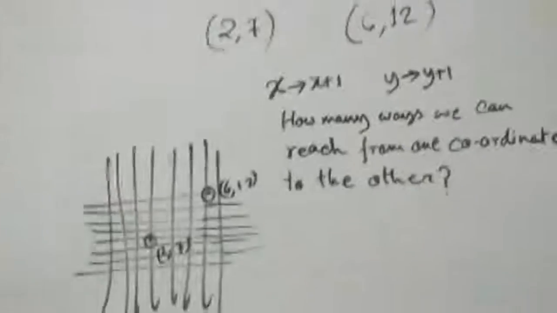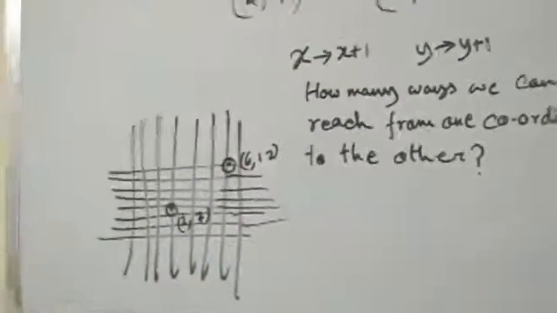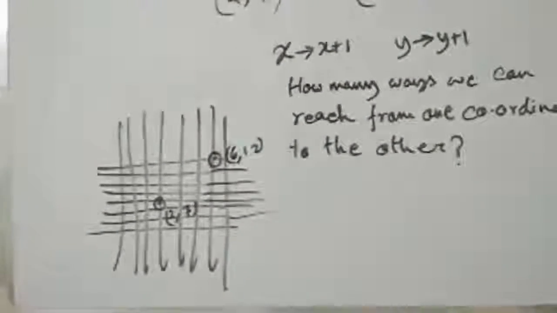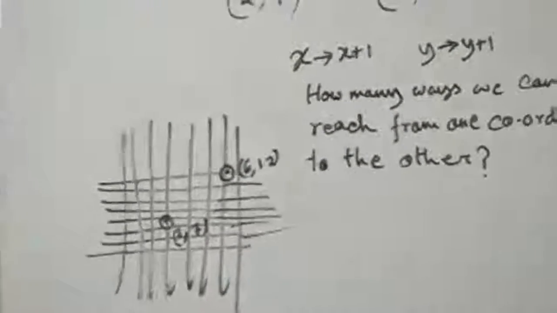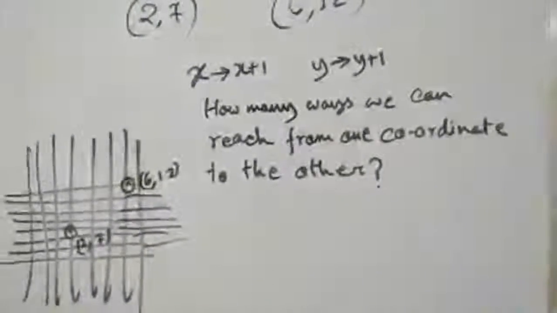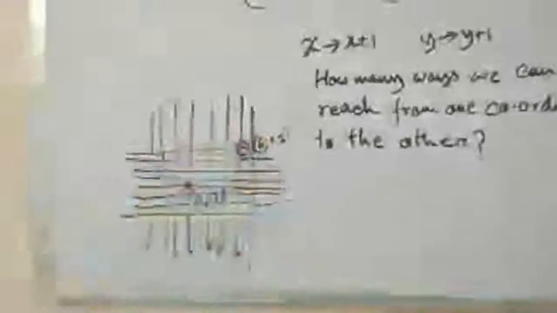Two points on a Cartesian coordinate are given as this. One point is 2 comma 7. The value of x is 2 and y is 7 for one point, and another point is 6 comma 12. So my question is, how many ways can we reach from one coordinate to the other? I mean, from 2, 7 to 6, 12. So how to solve this problem?